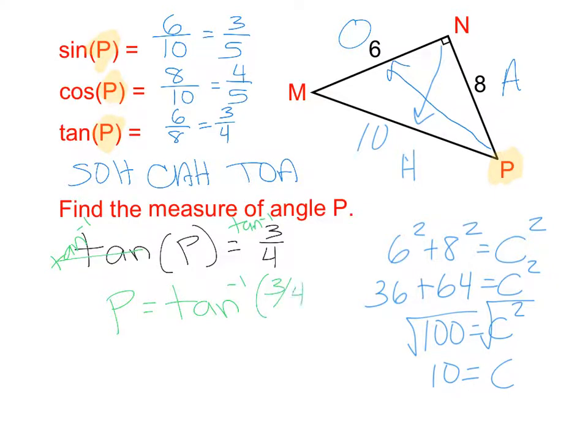And again, we're going to use the calculator. If you have a calculator, hit second tangent, and then I'm going to put 3 over 4 in my calculator, and it gives me the decimal 36.9. You should always round. I shouldn't have to tell you to round. So the measure of angle P is 36.9 degrees. Always round. Don't just truncate.